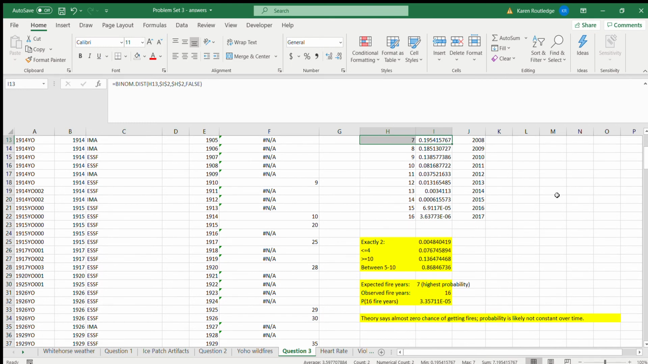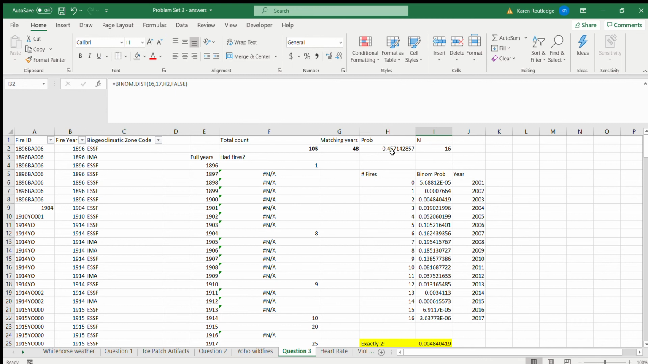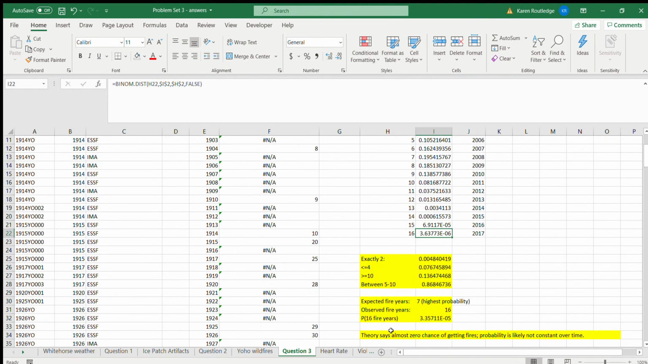And I think the last part of the question, again, is about interpreting the numbers, thinking about what you're doing and relating it to a bigger question. If we expected 7 years, but we observed 16 years, is that reasonable? If we look at the probability of getting 16 fire years, when the probability of any year having a fire was only 45%, we see it's a really small probability of having 16 years out of 17 years with fires.